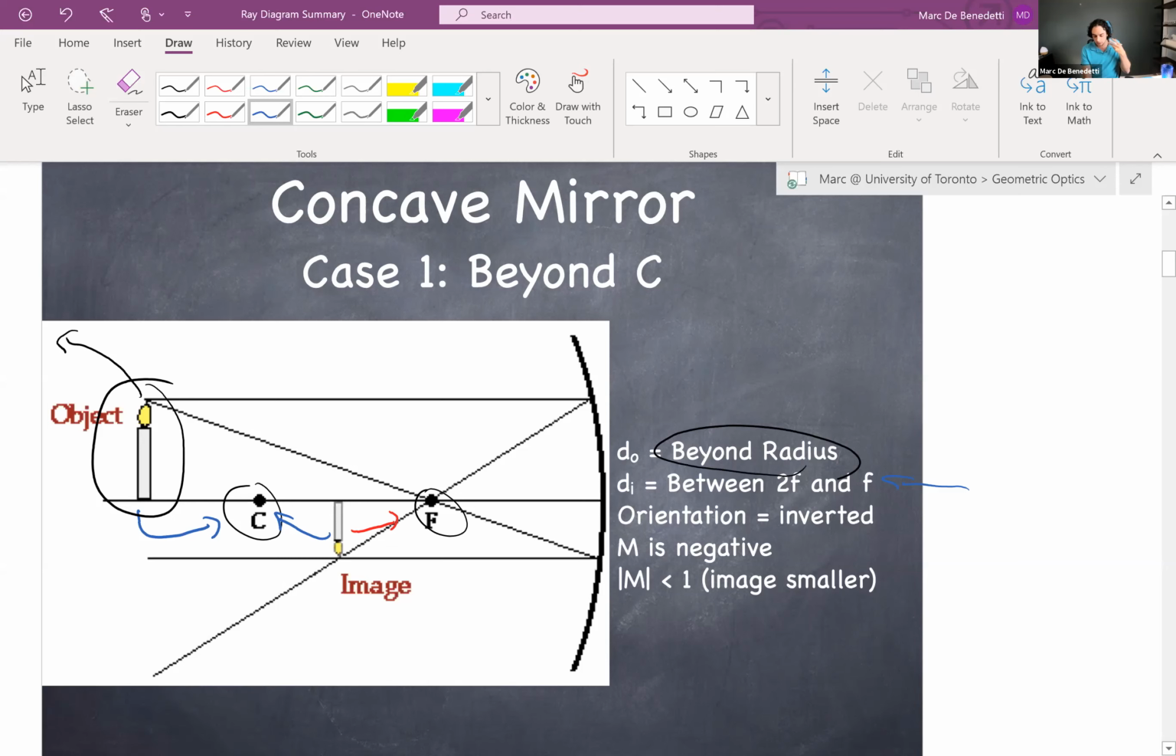The orientation will always be inverted, which means M, the magnification, will be negative, and the image will always be smaller than the object. So the magnitude of M will be less than 1. So these are patterns that you can predict, conceptual patterns that you can predict.